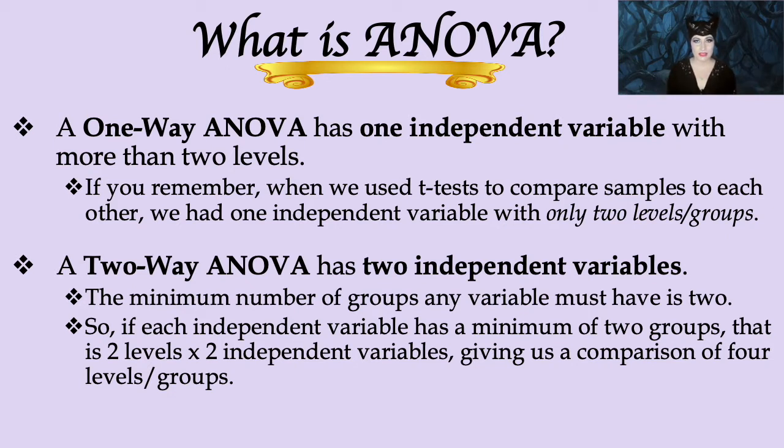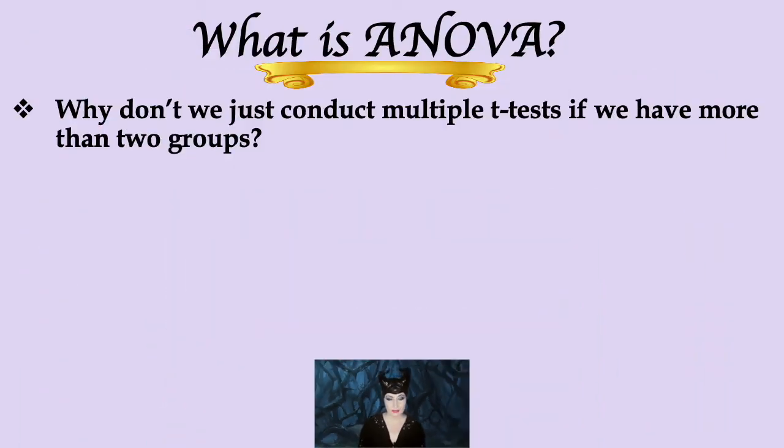We're going to start by talking about the one-way ANOVA. Just as a reminder, the one-way ANOVA has 1 independent variable with more than 2 groups. So you may be thinking, Maleficent, why wouldn't we just conduct a series of t-tests instead of coming up with a completely new analysis called an ANOVA when we have group differences that exceed 2 groups? Well, that is a great question.